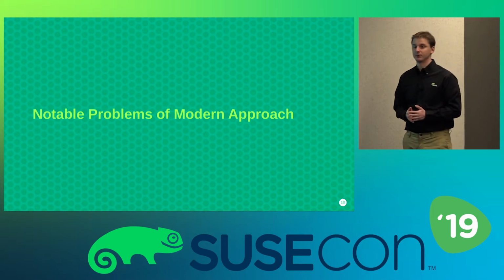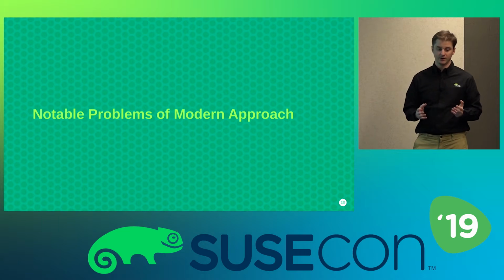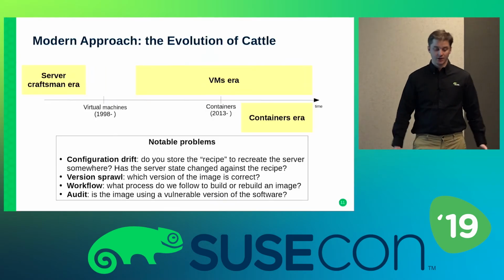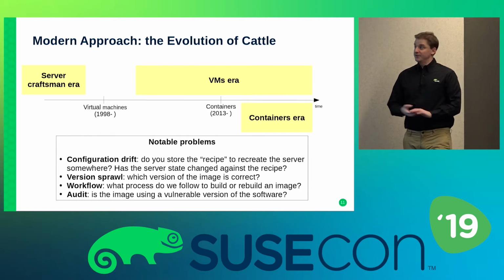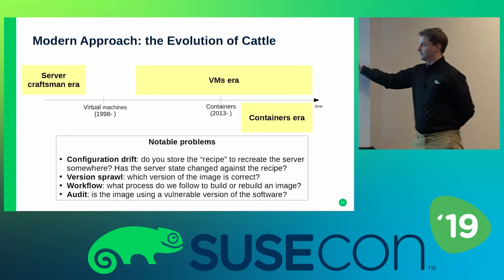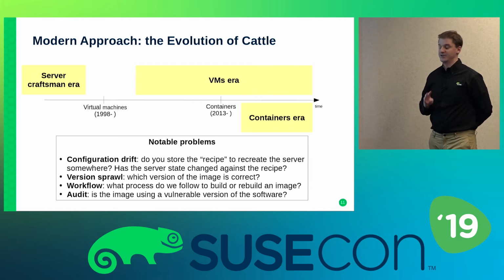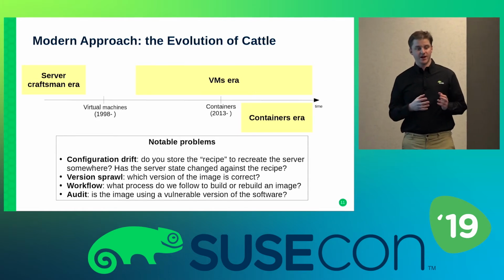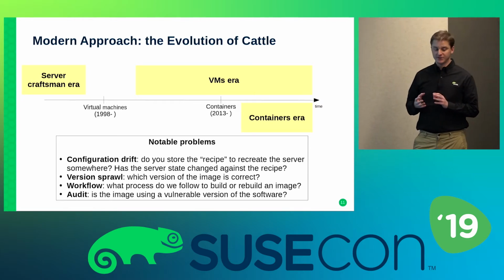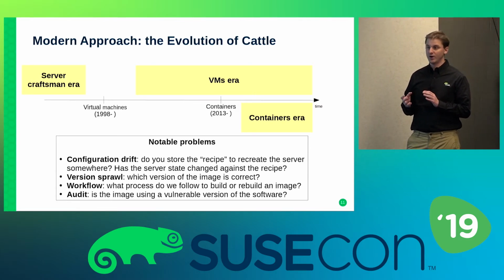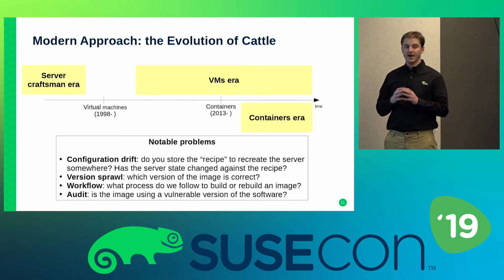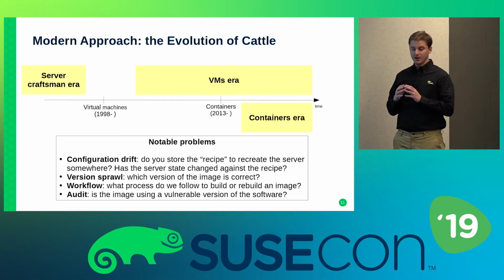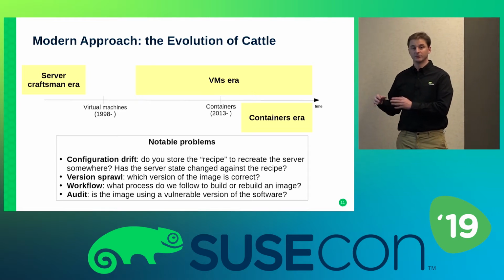What are the notable problems of the modern approach, like using cattle systems like that? We are in the era of virtual machines and containers, and we have four major problems. The first one is what we call configuration drift. Do we store the recipe to recreate the server, the containers or the VM, somewhere? Do we have that recipe?